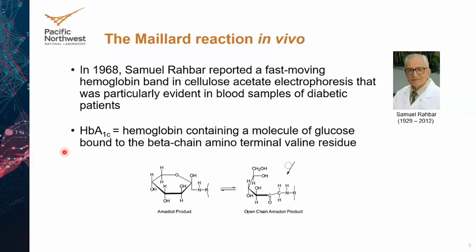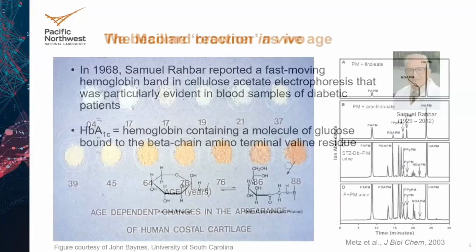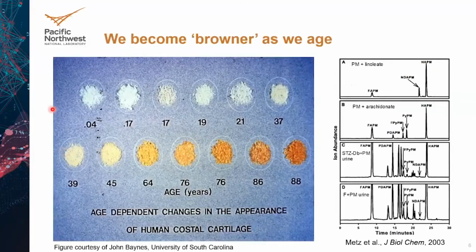And my graduate advisor, John Baynes, at the time said, well, people are basically ovens. They just have a lower temperature but a much longer cooking cycle. So these things began to make sense. And in fact, we become browner as we age. And what you see here are costal cartilage samples, the cartilage between the ribs. And you can see that as you age, this cartilage becomes darker and darker and browner and begins to take on the characteristic pigments that are very typical of Maillard chemistry.